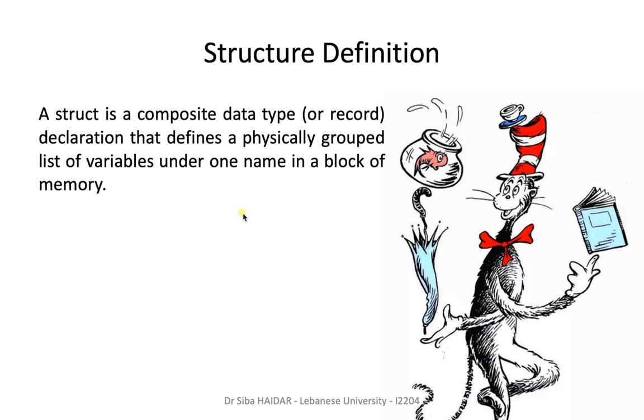So let us define structures. A structure is a composite data type or record declaration that defines a physically grouped list of variables under one name in a block of memory.